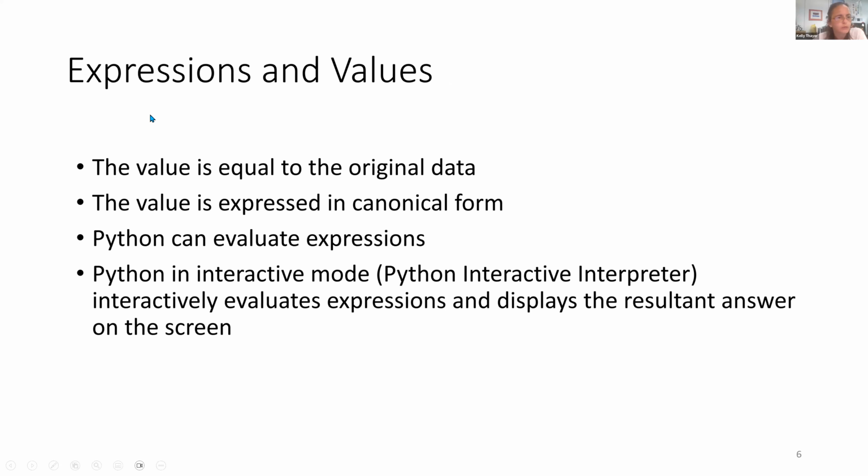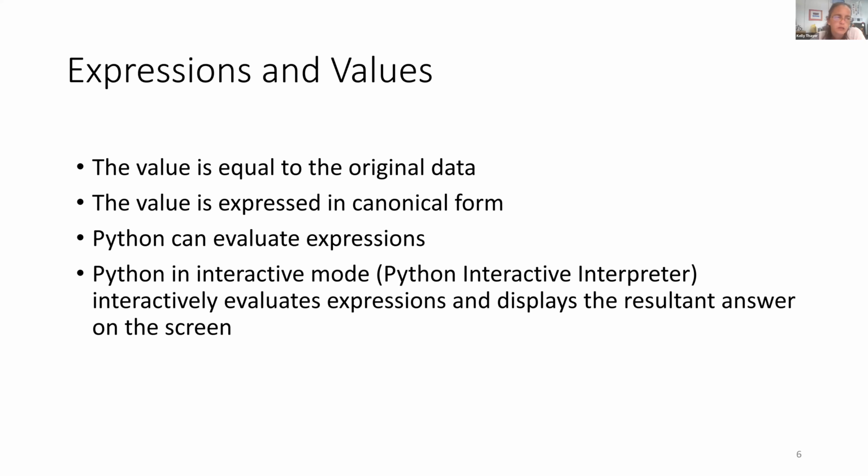So getting back to what we were saying, expressions and values, the value is equal to the original data. If 5 weren't equal to 2 plus 3, then we'd be in trouble. The value is expressed in what we call the canonical form. And so canonical form means, well, you probably heard this term in relation to fractions, right? So 1/2 is equal to 2/4 and so on. There's an infinite number of ways we can express the same idea as 1/2, but we would put it in the reduced or the canonical form so that there will only be one answer that we can all agree upon is the way that it should be expressed.